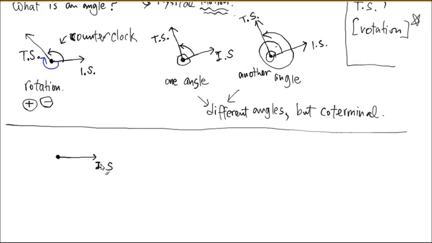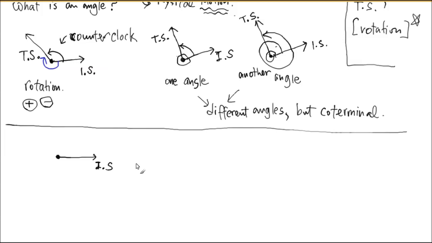Do you agree this initial side coincides with, or is parallel to, the positive x-axis in the xy plane? Orientation: positive x-axis to the right. So if your initial side is in this position, we call the angle in standard position. Hence, we put all the angles in the same position. Initial side like this, not tilted: standard position.